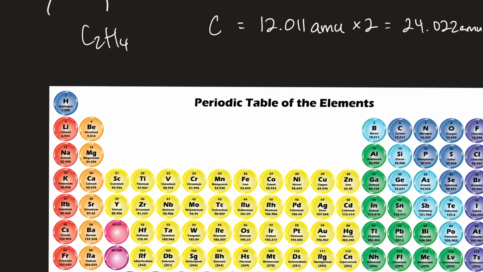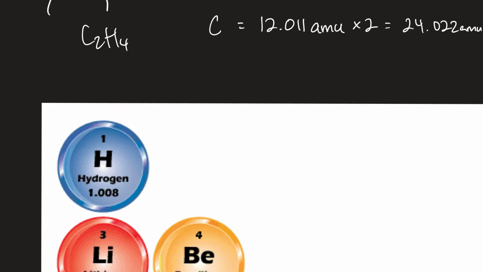Now we want to look at hydrogen. Hydrogen's here. The atomic weight of hydrogen is 1.008 AMU. If you notice, we have 4 hydrogens, so I'm going to multiply this number by 4. When I do that, the answer here is 4.032 AMU.